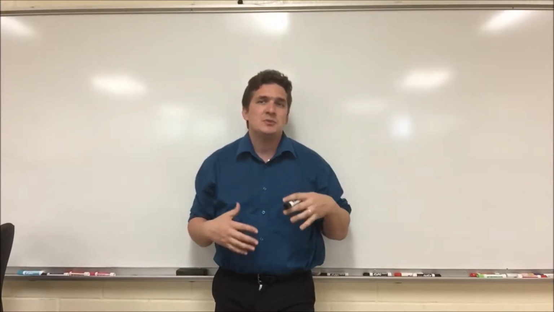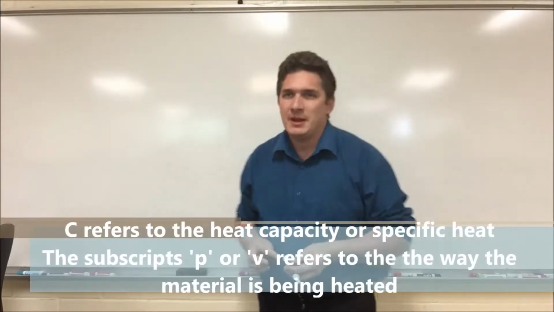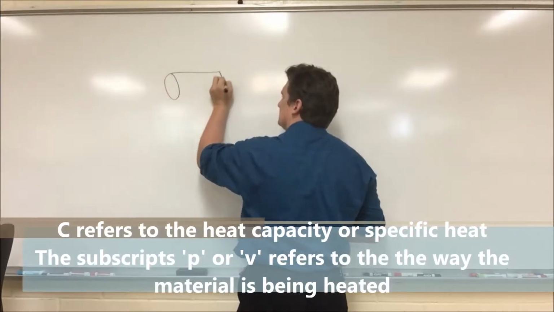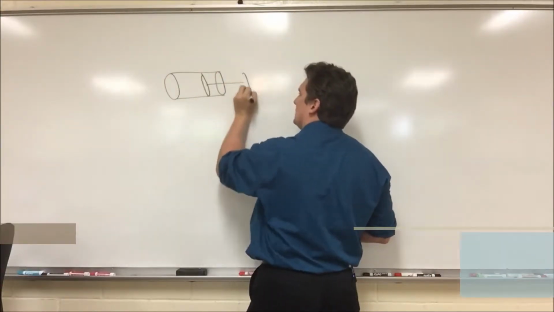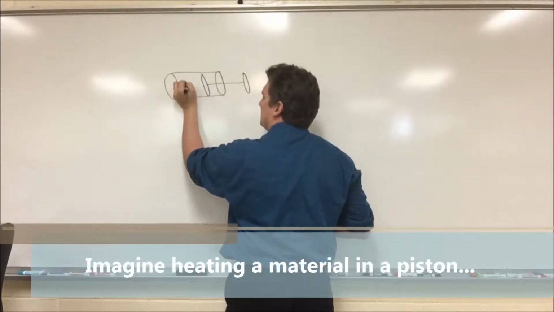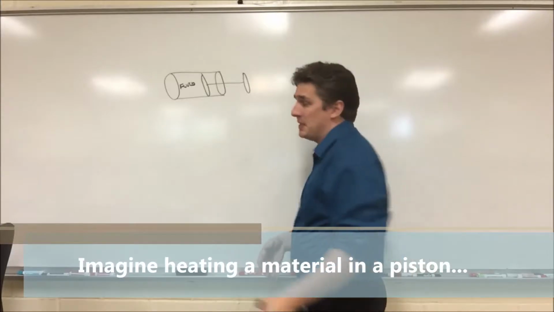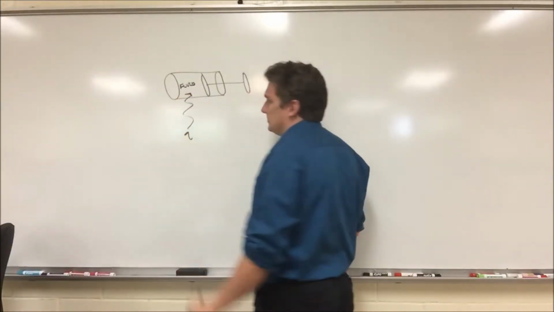Now the C is supposed to refer to the capacity, but the P is under a specific condition. So what I want you to think about really quick is, let's say we had a piston. And in this piston we have some type of fluid. It can be a liquid, it can be a gas, actually it could be a solid if we wanted to. And what we're going to do is we're going to start adding heat to the fluid, Q.